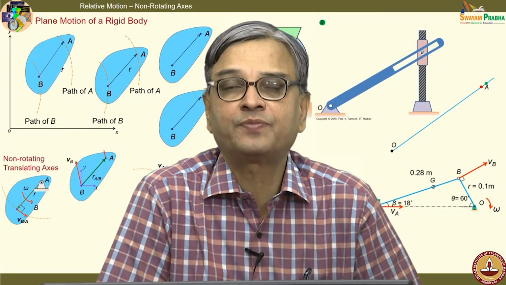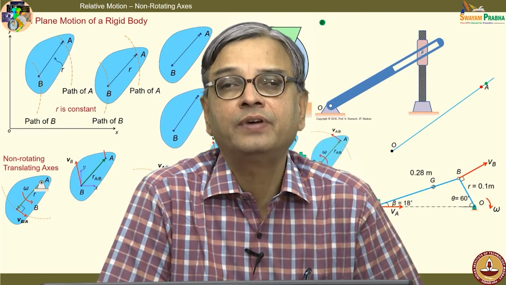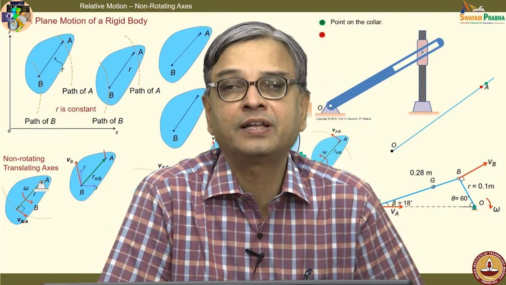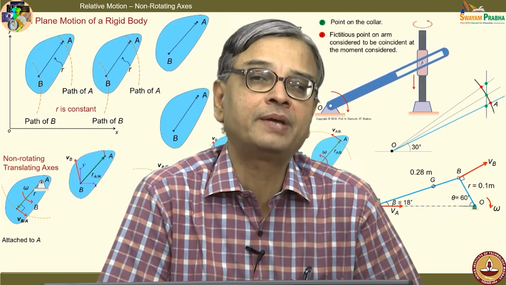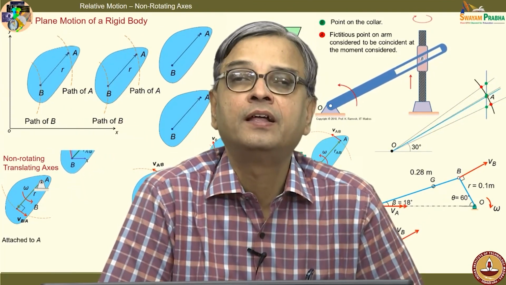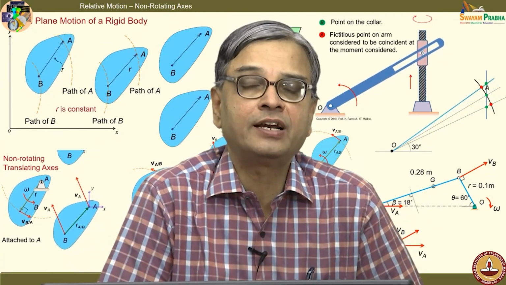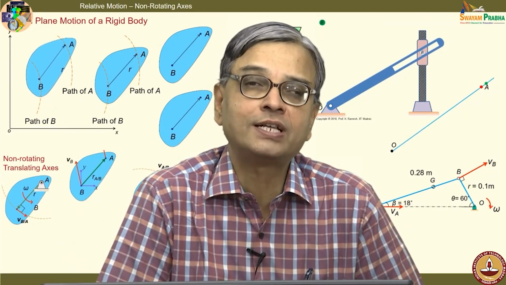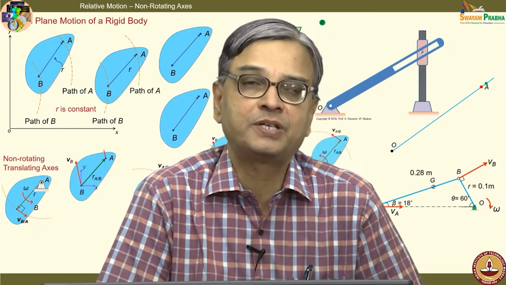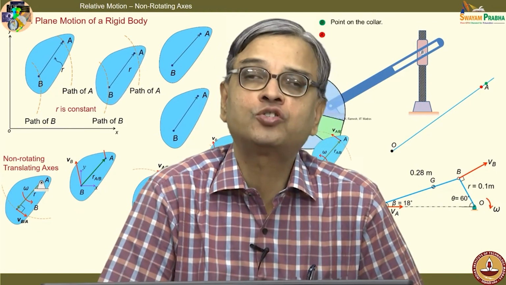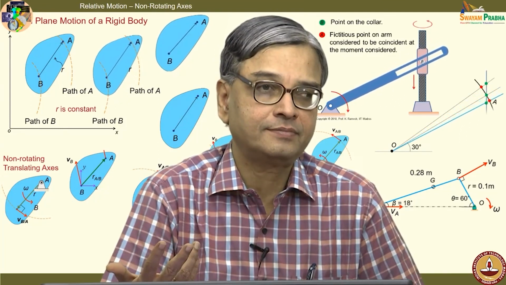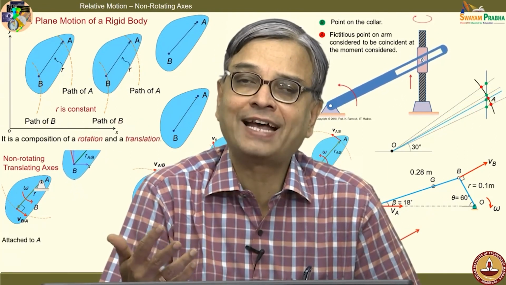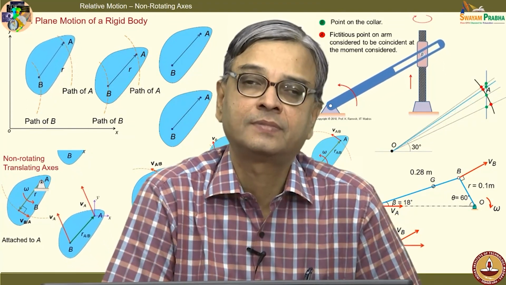So, in this class, we have taken up a very interesting problem dealing with slider crank mechanism. It is very widely used in many applications. From the data given in the problem, you have been able to find out what is the acceleration of the piston and also the rotation of the connecting rod. And we recognize the connecting rod has a general plane motion.